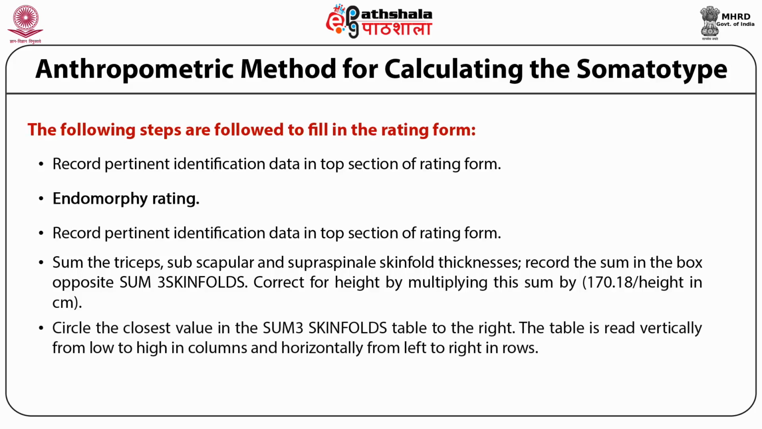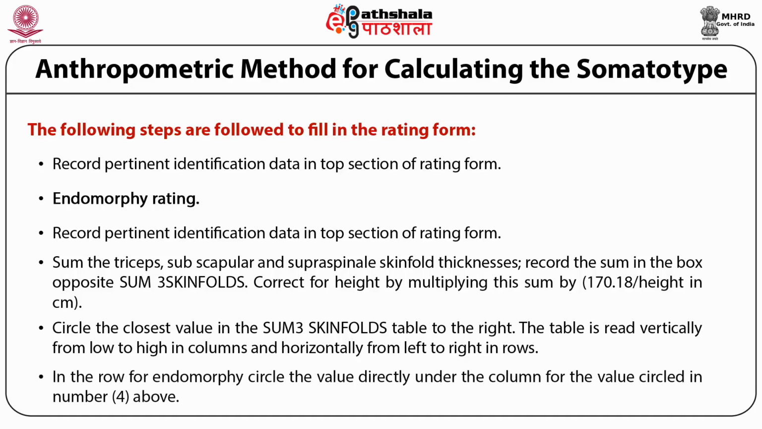Then circle the closest value in the sum of 3 skinfolds table on the right. The table is read vertically from low to high in columns and horizontally from left to right in rows. Lower limits and upper limits on the rows provide exact boundaries for each column. When the values of the sum of 3 skinfolds are within 1 millimeter of the limit, they are circled. In most cases, the value in the row midpoint is circled.